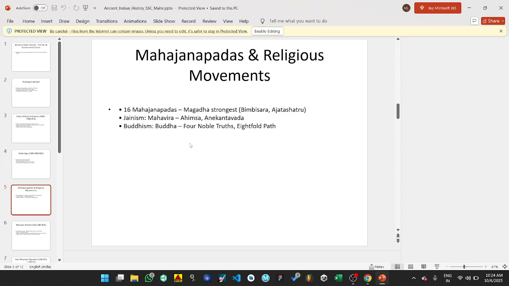Now comes the fifth slide, which is the Mahajanapadas and religious movements. By 600 BC, India had 16 Mahajanapadas, meaning kingdoms. Magadha became the strongest under Bimbisara and Ajatashatru. Two great religious revolutions happened: Jainism by Mahavira and Buddhism by Gautama Buddha. Both rejected rituals and supported peace, morality, and simple living.